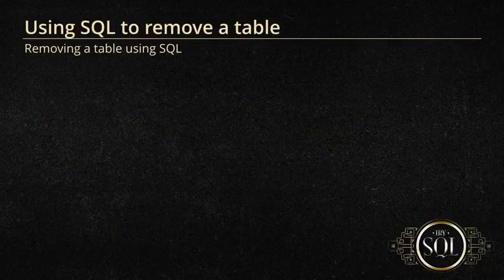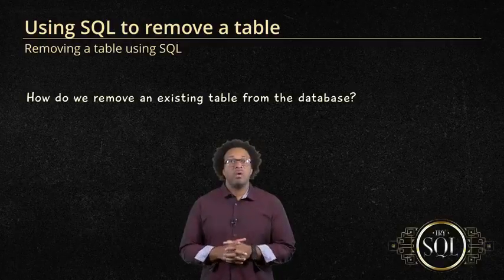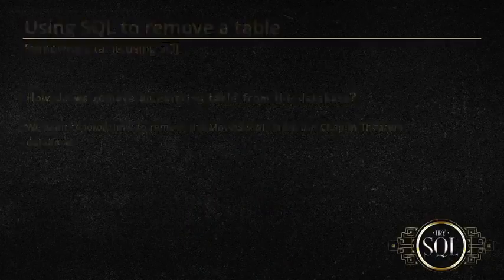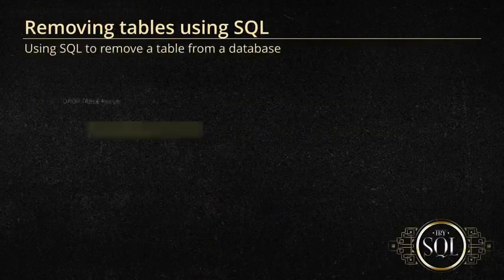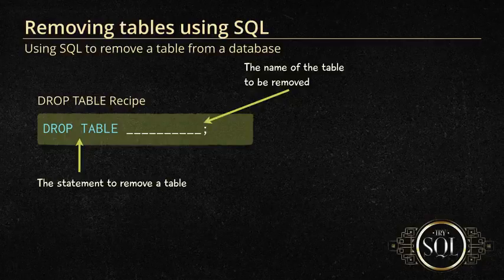But let's say for some reason that the new table wasn't created correctly. How would we remove it from the Chaplin Theaters database? Like removing a database, we would drop a table from a database to remove it. Let's take a look. Here we have the drop table recipe, where we signify that a table is to be removed with the drop table statement, followed by the name of the table we want to remove.